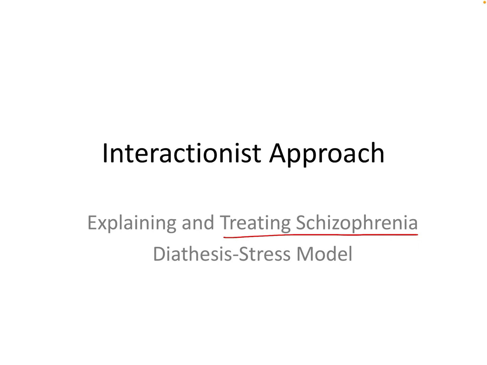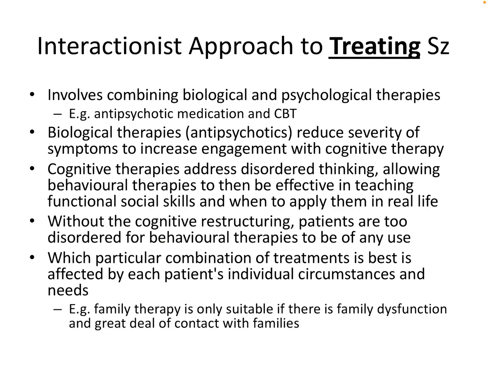We've already looked at an interactionist approach to explaining the disorder, and we looked particularly at one model, which is the diathesis stress model. But now we're looking at how this can translate to effective treatment for the disorder. So an interactionist approach to treating schizophrenia involves combining different therapies. So it involves combining biological, like antipsychotics, and psychological therapies like CBT or family therapy.